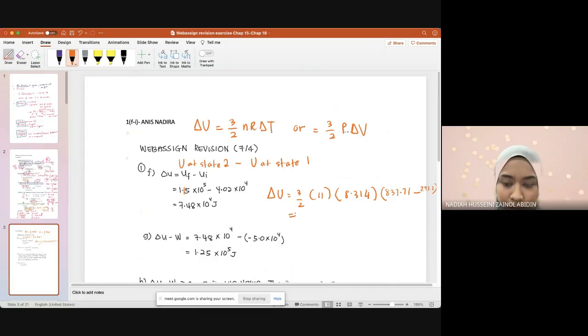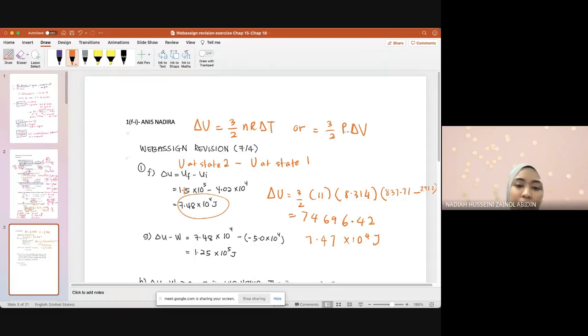Times 3 divided by 2 times 8.314 times 837.71 minus 293.2. Okay, please be the same. So it's 74, let me write it down, 74696.42. So kalau nak ikut cara bentuk jawapan yang ni, 1, 2, 3, 4. So 7.47 times 10 to the 4 joules. Lebih kurang lah. Okay lah.